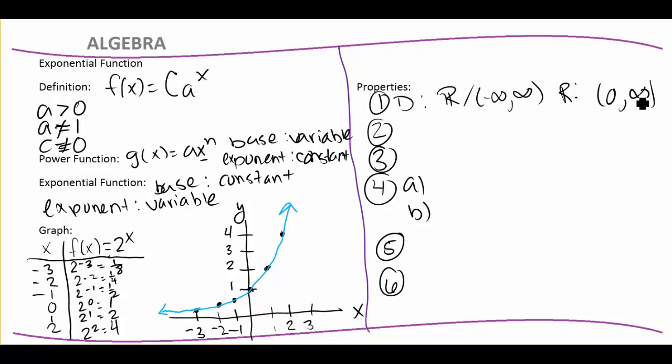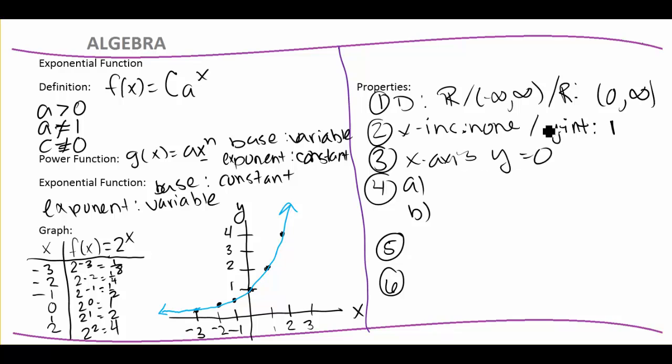Number 2, let's talk about intercepts. So x-intercepts, there are no x-intercepts. And how about y-intercepts? There is 1, and it's at 1. Number 3, we see that the x-axis, which is y equals 0, is the horizontal asymptote.